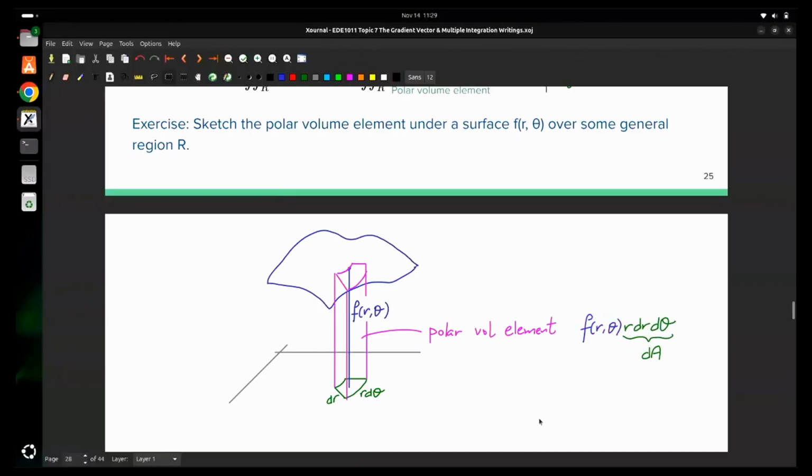Correct. I extrude the sector out. Then it becomes like a polar volume element, no? Which is analogous to the Cartesian volume element. The Cartesian volume element is just with a base area that looks like a square. But this one looks like a sector. But whether it looks like a square or a sector doesn't matter. Eventually you just sum up all the elements, you get the total volume, that's all.